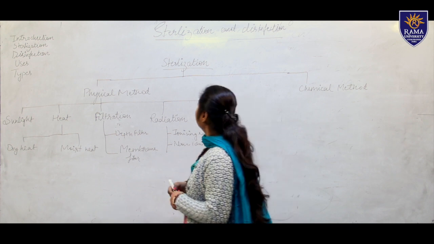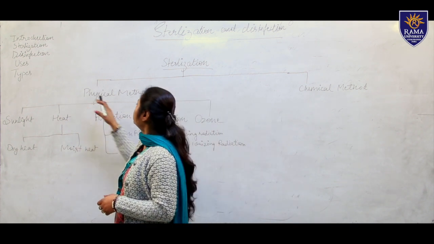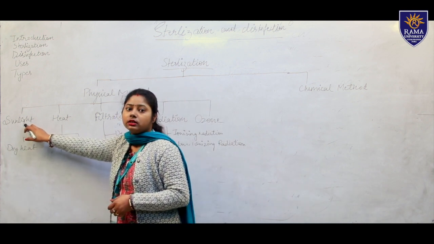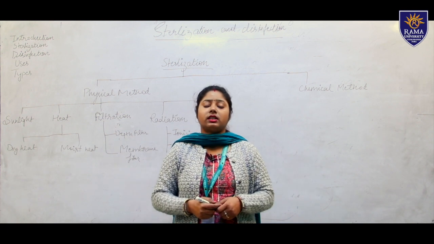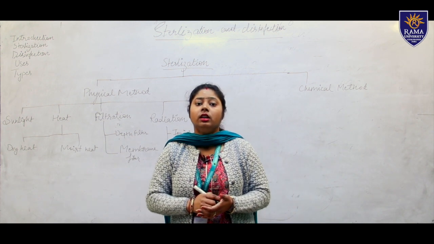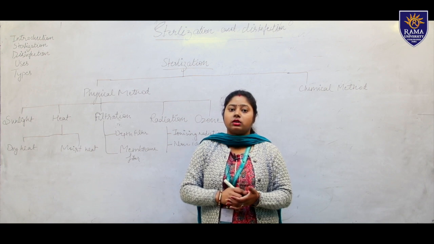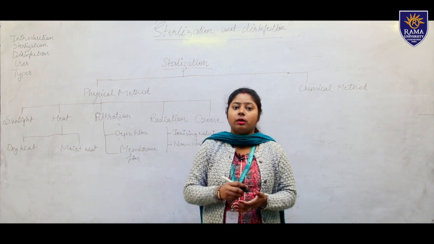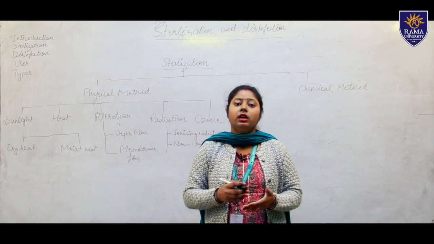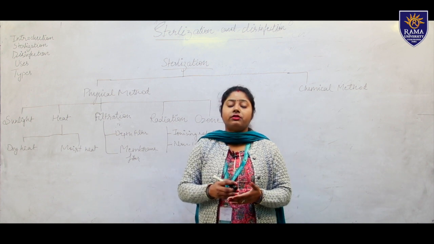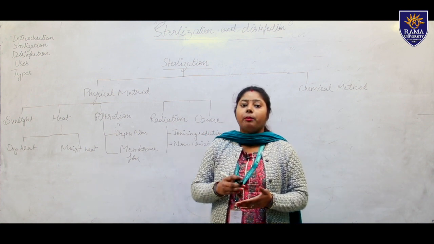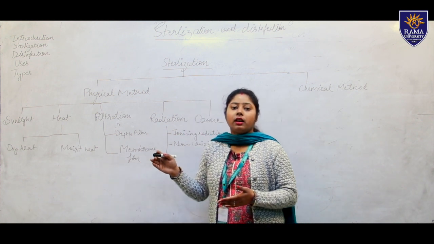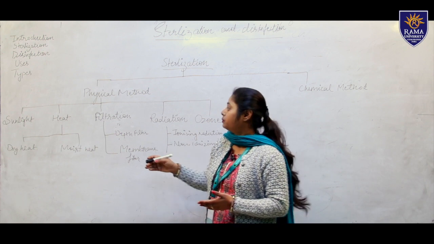Now comes to the types. I will explain the types of the physical method first. First is sunlight. Why do we use sunlight in sterilization? Sunlight is the most common and natural process which we use for sterilization. The environment contains moisture, and moisture containing microorganisms, in this the sunlight is very useful. Bacteria are killed by the sunlight rays, so that the environment is made bacteria free.